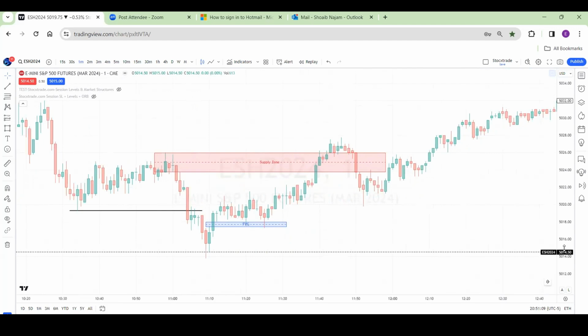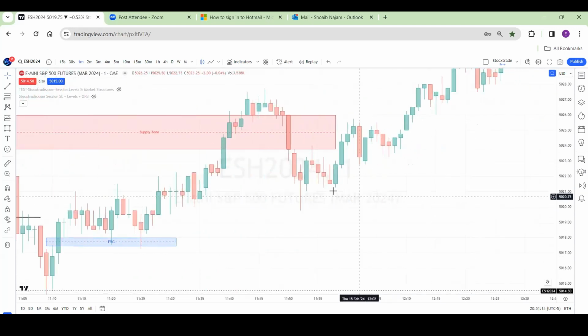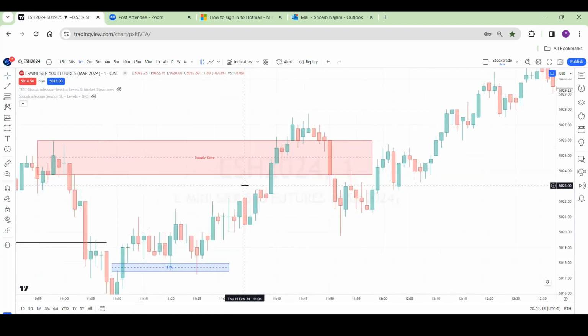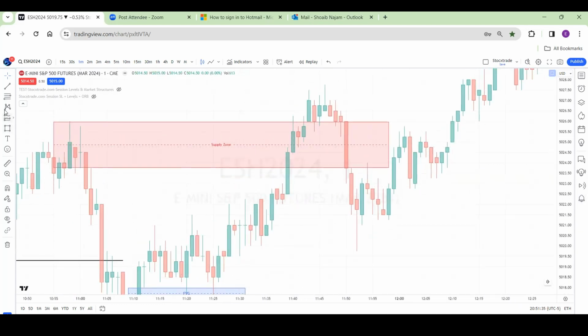needs to retrace. Yes, it needs to come down. Which area? Because what you are looking at, the price broke above and now it is going to retest. It needs to retest the extended breaker block, the demand zone, and the fair value gap. So in the same way, we will mark all the levels.